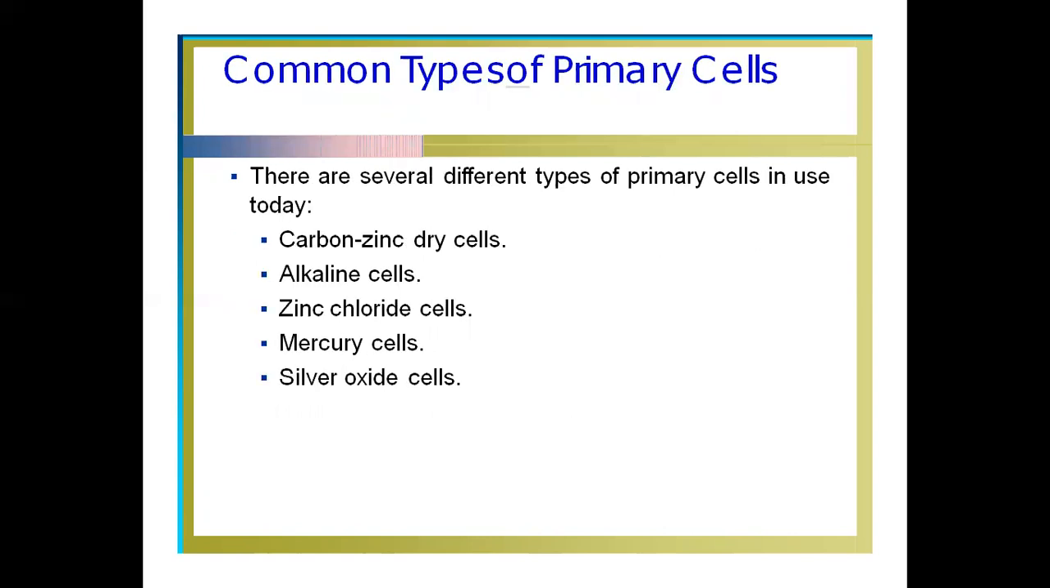Now there are several different types of primary cells in use today: carbon zinc dry cells, alkaline cells, zinc chloride cells, mercury cells, and silver oxide cells. These are the different primary cells in use today. One by one, we'll discuss the details later on: what a carbon zinc dry cell is, what an alkaline cell is, what a zinc chloride cell is, how they work, what their uses are, what a mercury cell is, and what a silver oxide cell is. All of this we will study later in detail in our next video lectures.